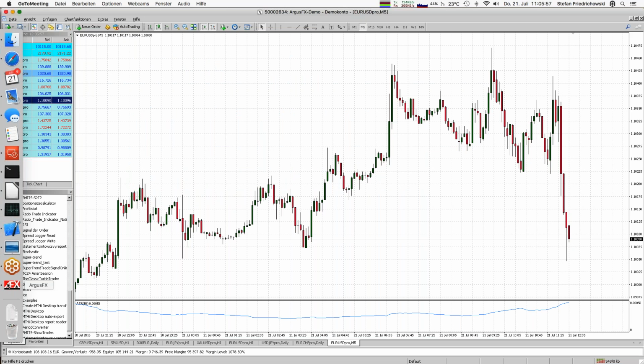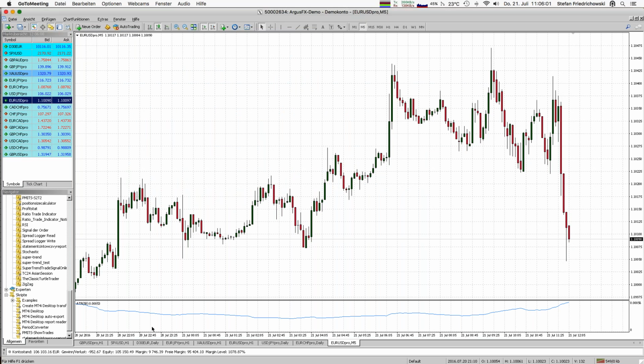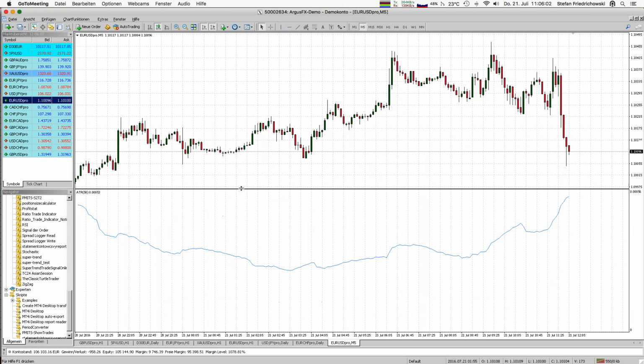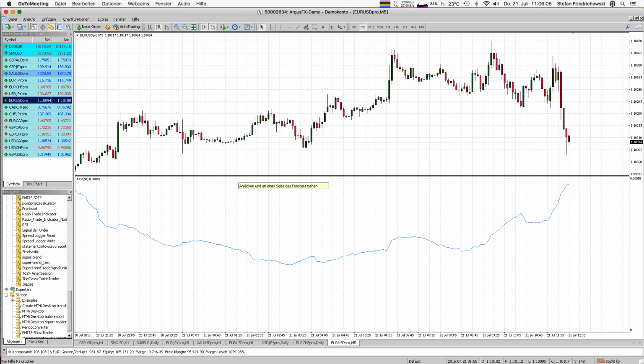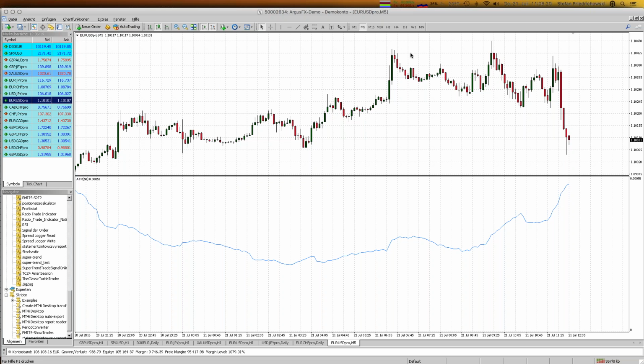So what I have here, for example, in my chart, is an ATR at the bottom of my screen. In this case, it's EUR/USD on an M5 basis, and we can see that over the night volatility goes down, and with the beginning of the market opening in Europe and then further in England, volatility goes up, and that is something quite typical.